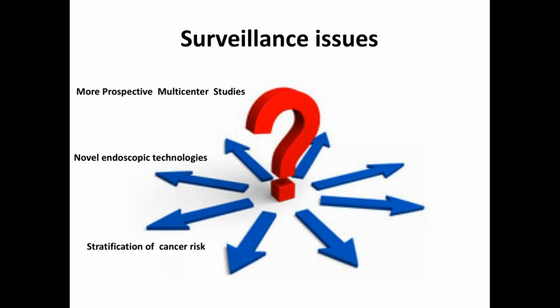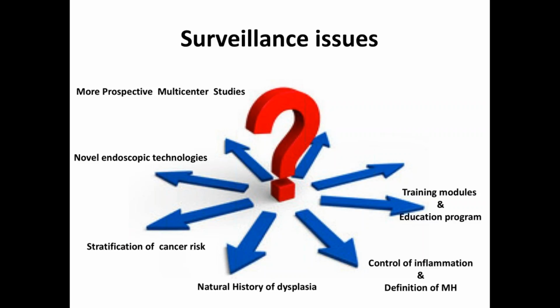We need to stratify cancer risk and understand the stratification, interval of surveillance, and natural history of dysplasia. We need also to control our inflammation. We need to define a score and validate endoscopic healing. We need to introduce concepts like endoscopic response, endoscopic partial response, and endoscopic refractory. We need also to understand the cost and benefit of chromoendoscopy. We need training and education programs for the chromoendoscopy technique and for characterization of the lesion, introducing also optical biopsies.